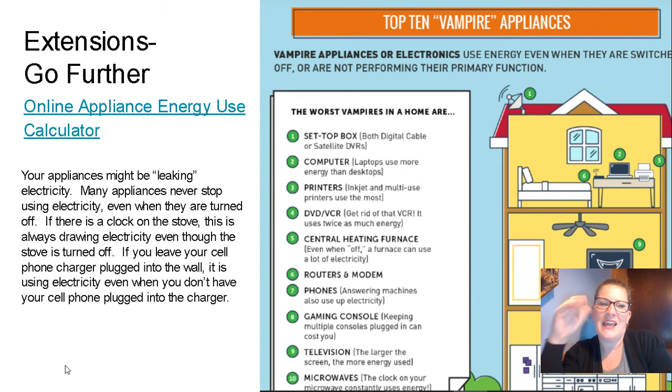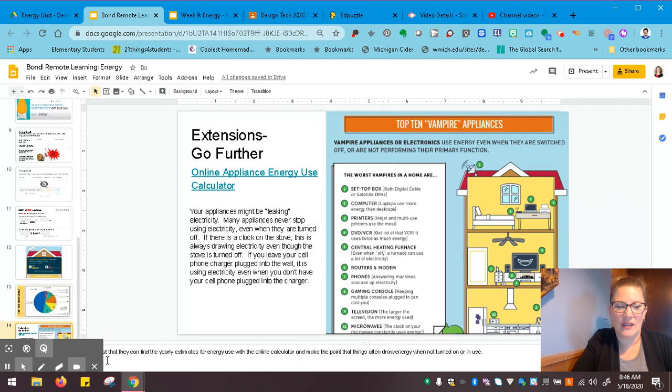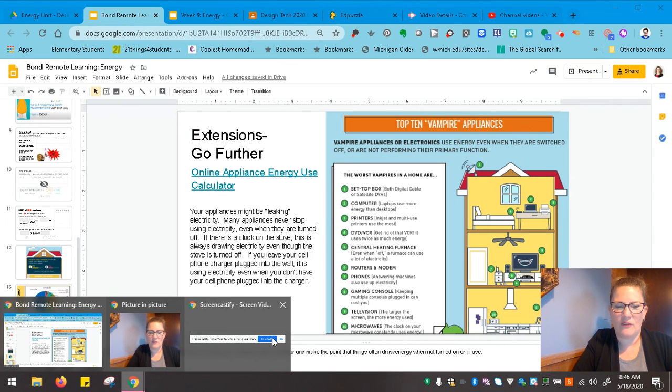So interesting. Now, if you are interested, on Friday, the Extension Friday, there are some ways that you can find online appliance energy use calculators, and you can go through and see which appliances are the worst for you. Some appliances have a little bit of energy that's flowing at all times. So feel free, if you're interested, to check that out. But those are your lessons for the week. Good luck. Enjoy. If you have any questions, let me know.